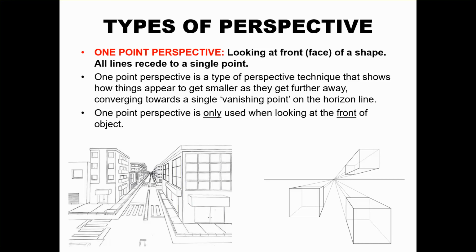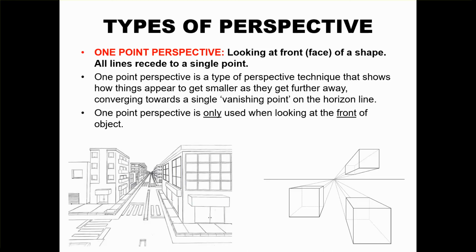So 1 point perspective is a type of perspective technique that shows how things appear to get smaller as they get further away. So we converge towards a single vanishing point on that horizon line, which we established in the last slide. And then 1 point perspective is only used when looking at the front of the object.